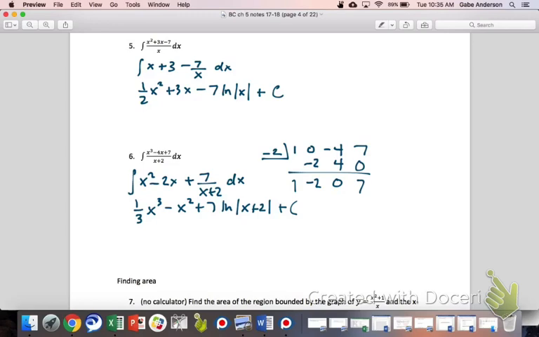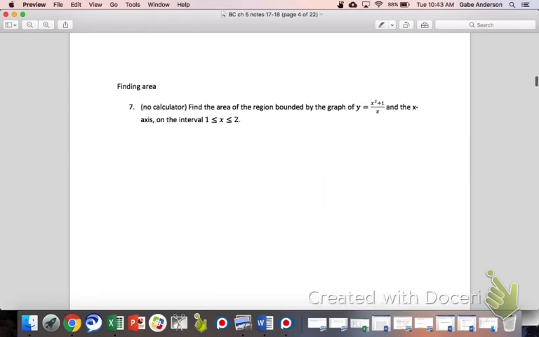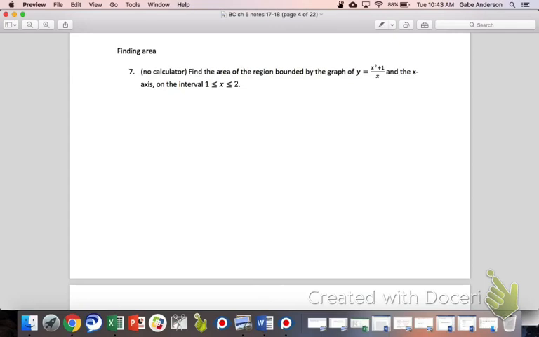Okay, so the final example in 5.2, I think, is right here. So finding area. This says find the area of the region bounded by the graph of that equation, the x-axis, on the interval 1 to 2. I don't know, perhaps it'd be useful to graph this on a calculator just to get a sense of what the region looks like. Feel free to do that if you would like. We're looking for area. So give it a shot.